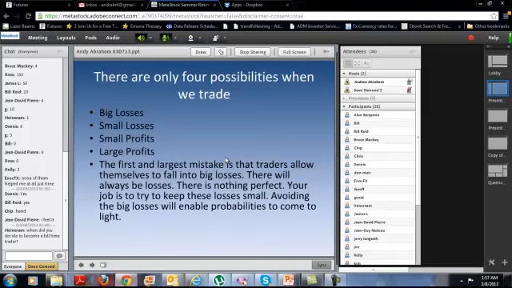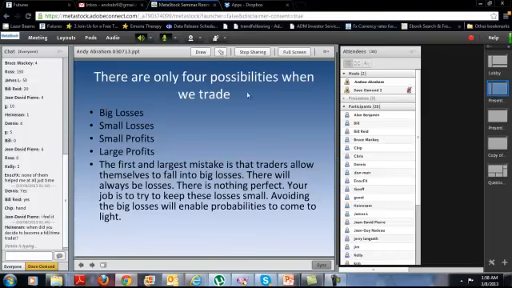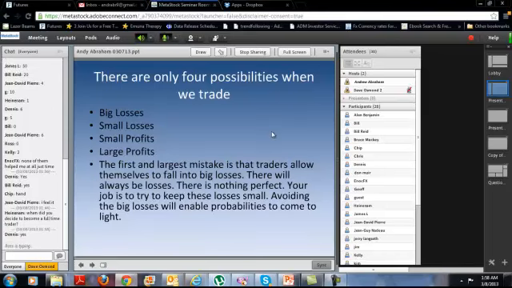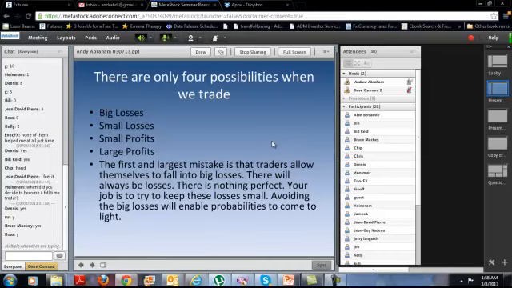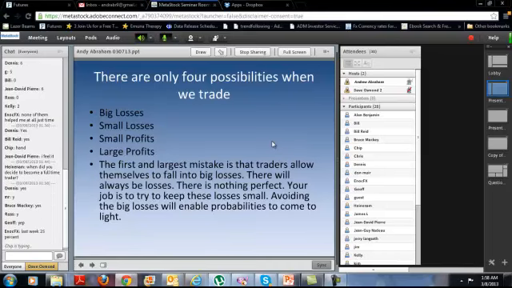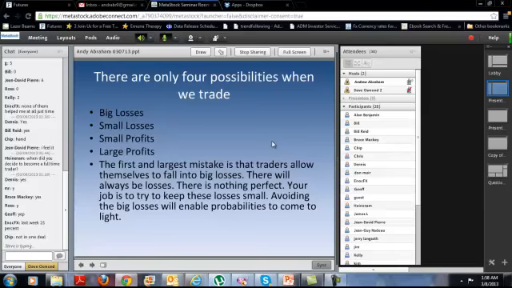I want to see a show of hands. How many of you have had a big loss? Let's say more than 5% of your account size. Okay? Everybody's saying yes. Well, good. 25%, my God.